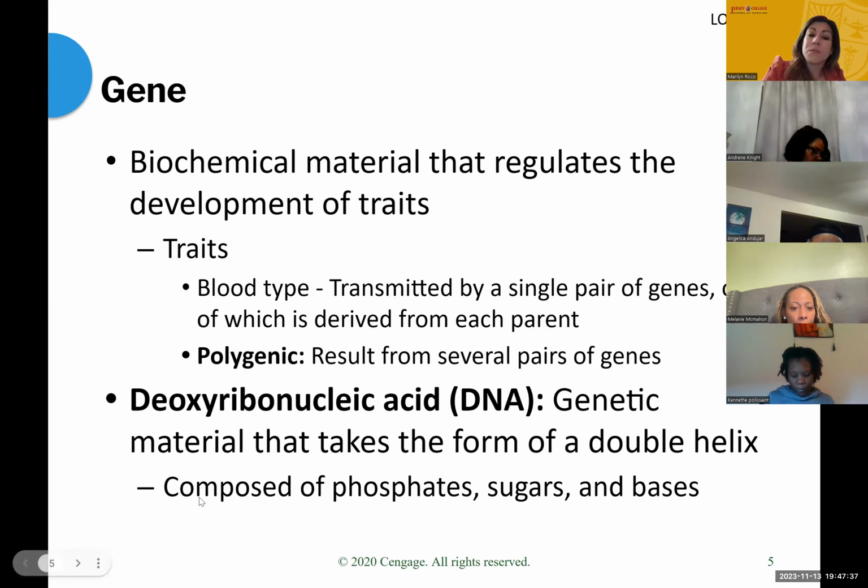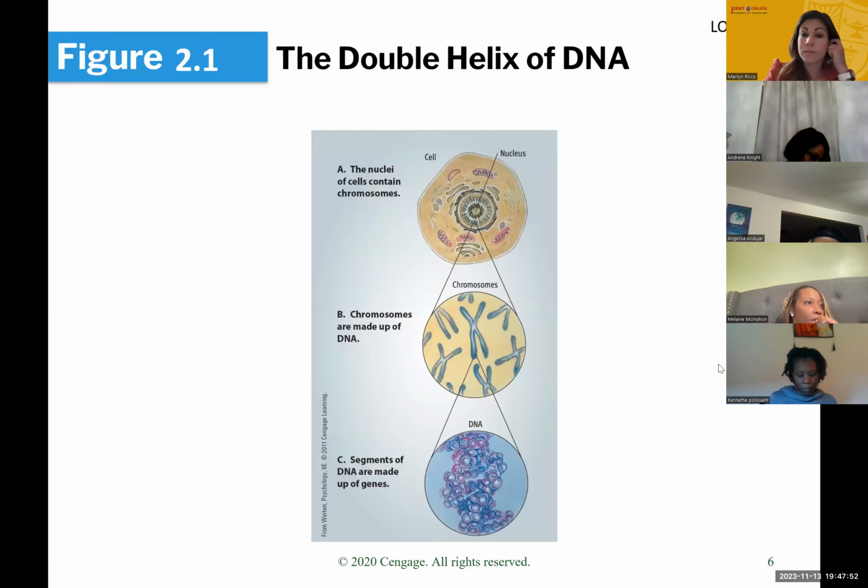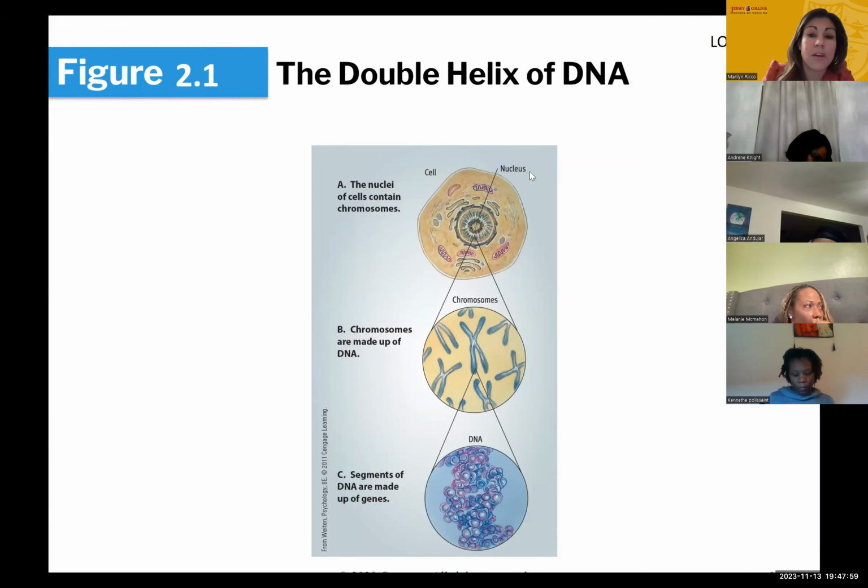So the deoxyribonucleic acid, DNA, is the genetic material that takes the form of a double helix, and it's composed of phosphates, sugars, and bases. So that your DNA is your biological makeup. And we have a little picture here of the double helix of the DNA, the cell, the nucleus, the chromosomes, right, that are made up of the DNA. And then we have the DNA, the segments that are made up of the genes.